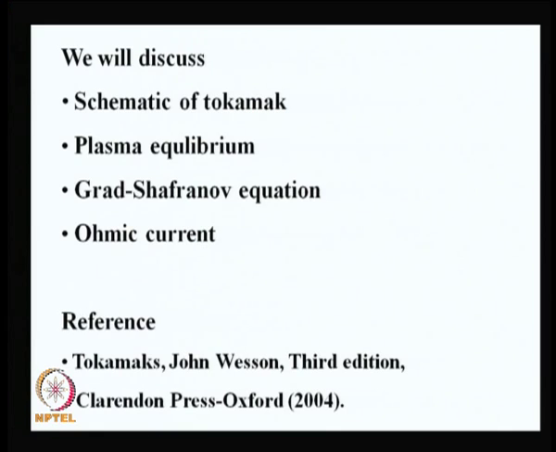Today we will discuss the toroidal plasma device called Tokamak in detail. We shall discuss the schematic of a tokamak, then discuss the plasma equilibrium, first on the basis of a single particle motion and the constant of motion that we deduced last time, and then we will go over to the Grad-Shafranov equation that talks about a general equilibrium of a plasma.